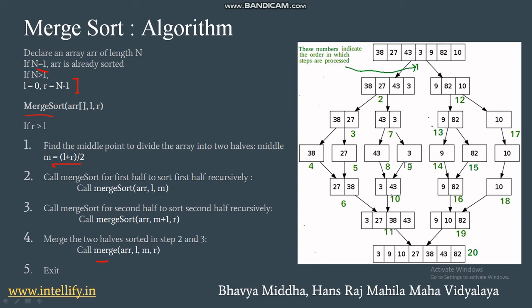Let us deeply study this diagram. Let me tell you that the numbers in green indicate the order in which the steps are processed.